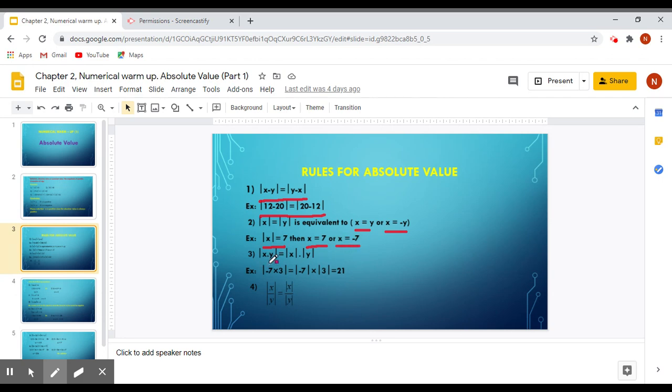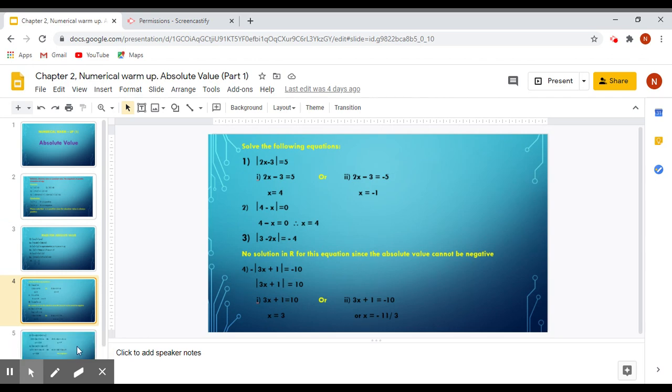Absolute value of x times y is absolute value of x times absolute value of y. So, example here, absolute value of -7 times 3 will give me absolute value of -21, which is 21. Absolute value of -7 is 7, times absolute value of 3, which is 3, also will give me 21. The same thing for division.